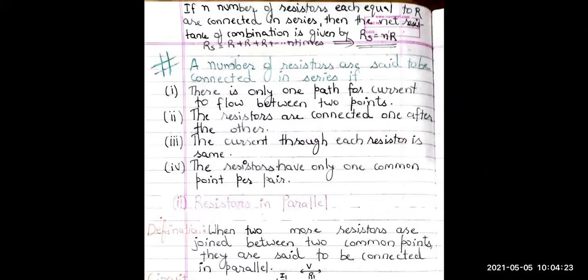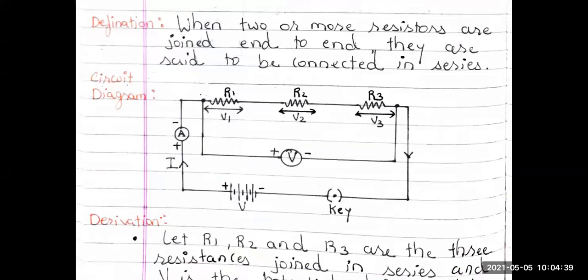So let's summarize resistors in series. Suppose, children, here you saw that we had connected three resistors. Now suppose in this first circuit, I am connecting three resistors and all are of equal resistance.